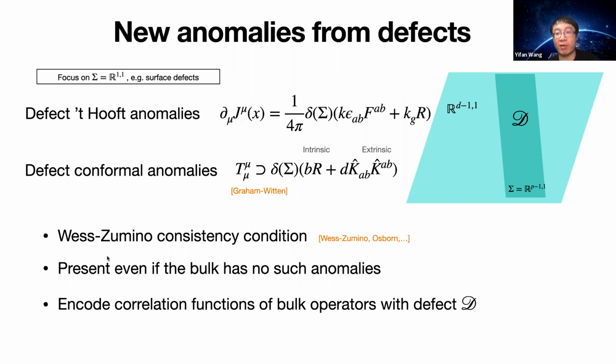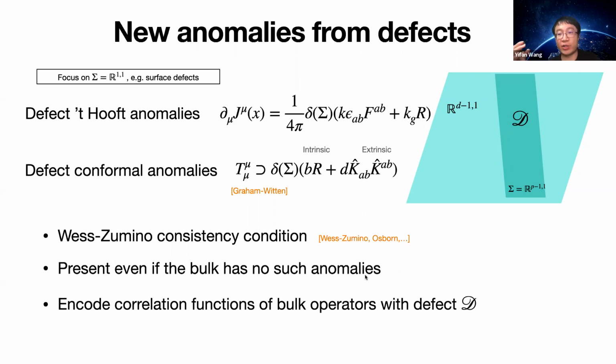So for example, you have an odd-dimensional quantum field theory, an odd-dimensional conformal field theory, there's no conformal anomaly, and there's also no perturbative anomaly associated with some conserved current. But on the defect, inside this odd-dimensional quantum field theory, there could be non-trivial defect anomalies. Okay? And these defect anomaly coefficients, just like what happened in the bulk, encode non-trivial information about the correlation function of bulk operators in the presence of this defect.